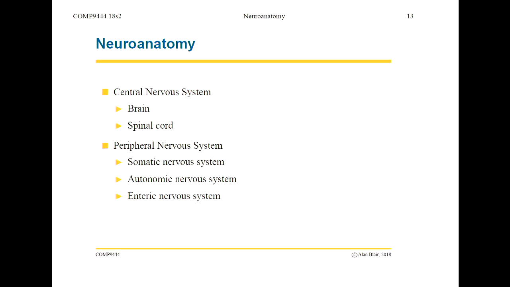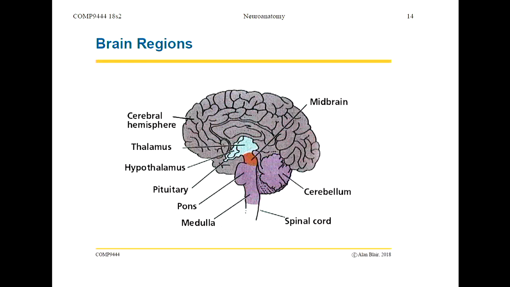And then there's the peripheral nervous system, which is all the nerves and so on throughout your body. Now, if we just look at the brain, it has several regions which have these fancy Latin names like the thalamus and the hypothalamus and so on. And then at the back of your brain is this thing called the cerebellum. The cerebellum literally just means the little brain. I think it looks like a smaller version of the brain sitting at the back there.